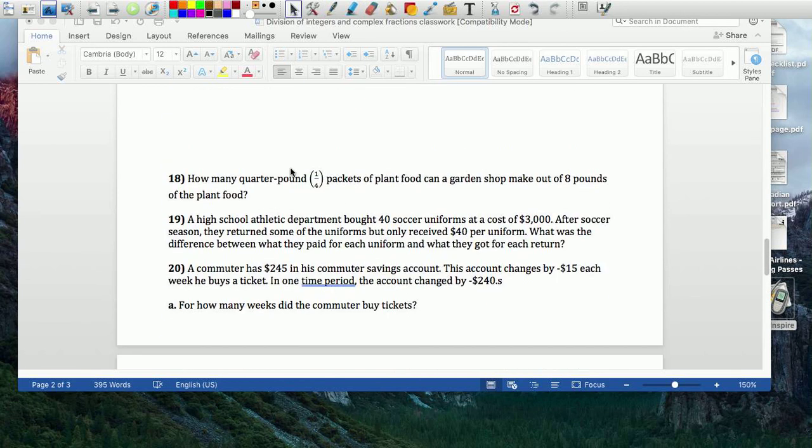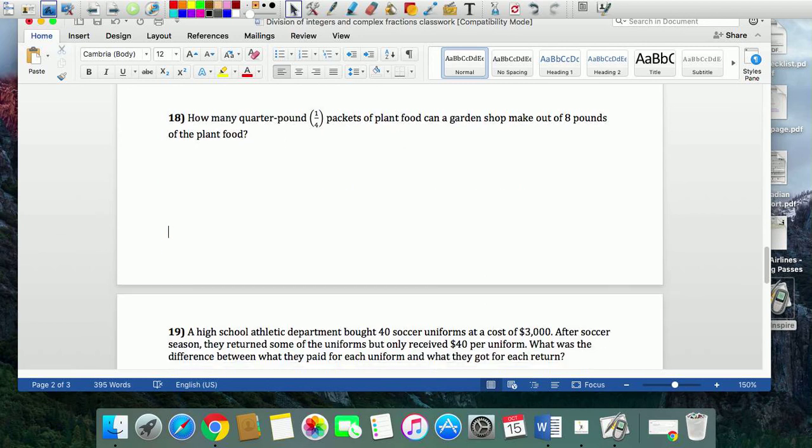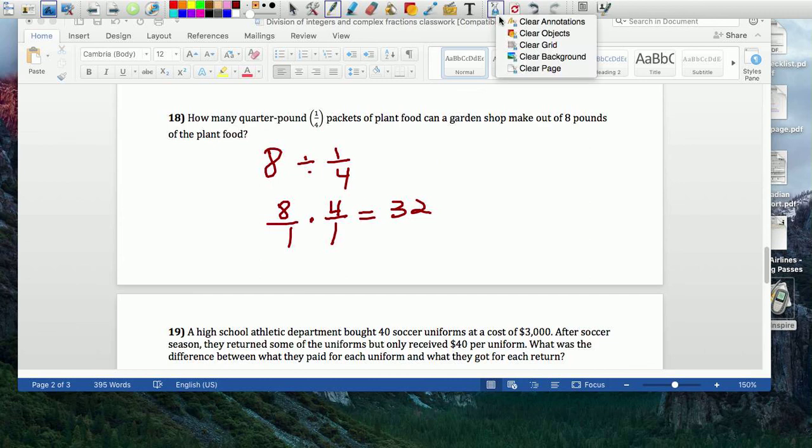Jeez. 18. How many quarter-pound packets of plant food can the garden shop make out of 8 pounds? So if I have 8 pounds and I want to break that into 1/4 pounds, right? How many 1/4s can fit into 8? Well, that's simple enough. 8 over 1 times 4 over 1, 32 over 1, or just 32. I can make 32 packets.